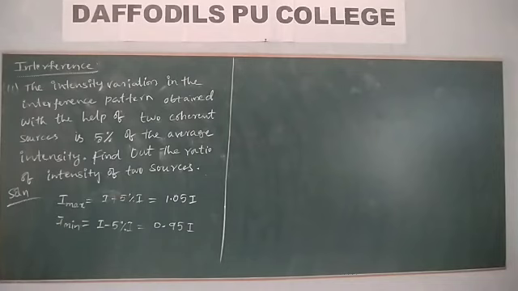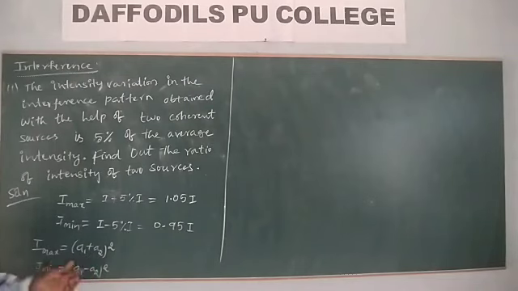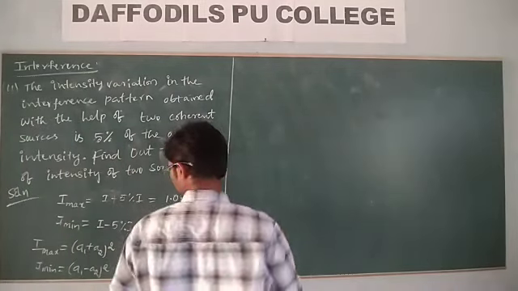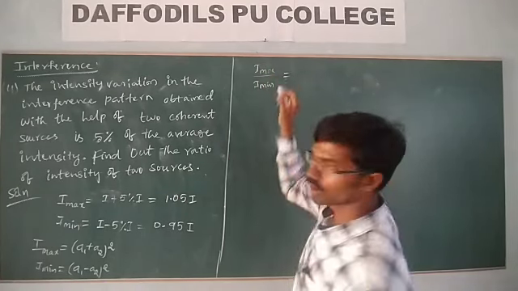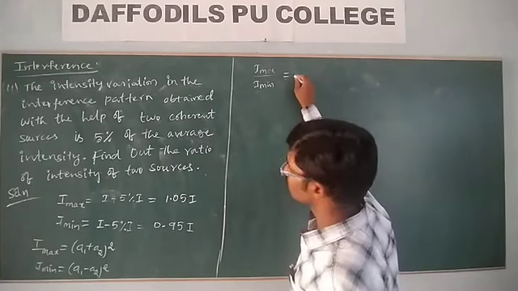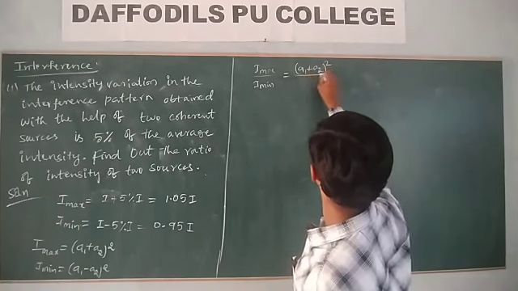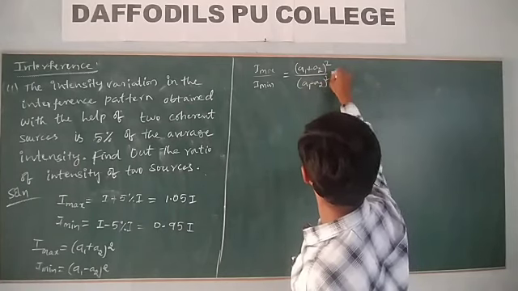Is it? But what we have to calculate here is the ratio of intensity of the two sources. But remember, what is the formula for I maximum? I maximum is equal to A1 plus A2 whole square, whereas I minimum is equal to A1 minus A2 whole square. Then let us try to find the ratio I maximum by I minimum, which is A1 plus A2 whole square by A1 minus A2 whole square.